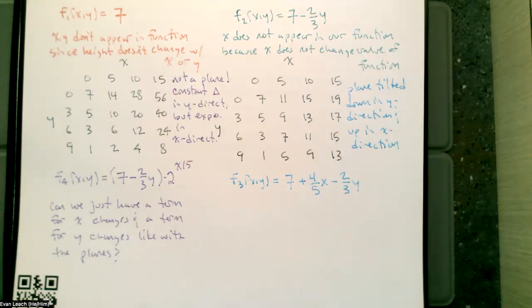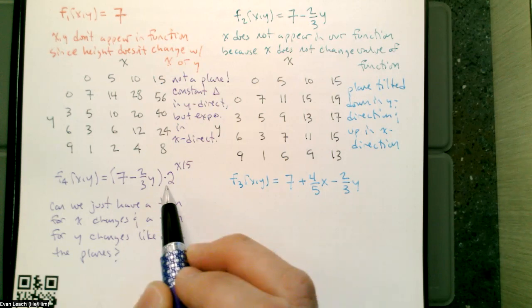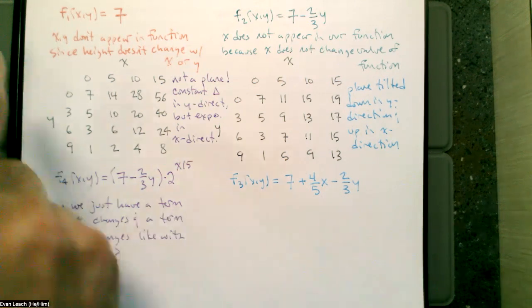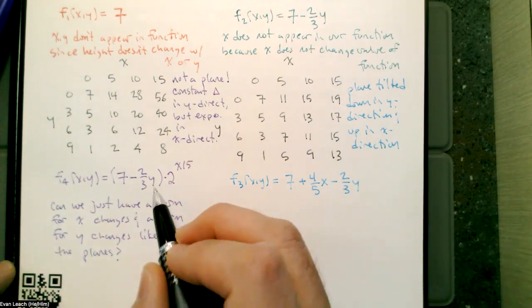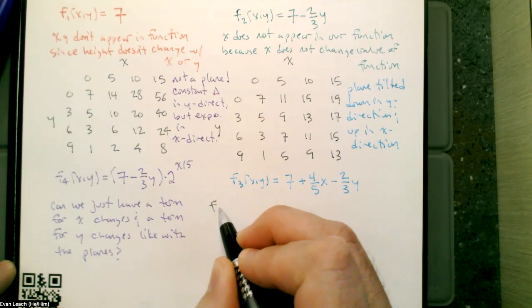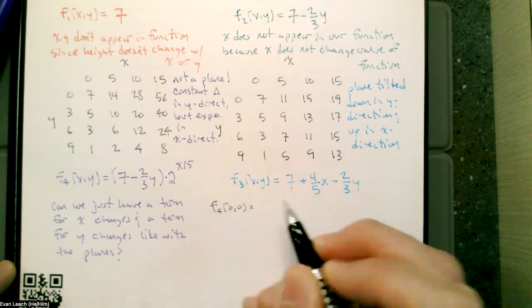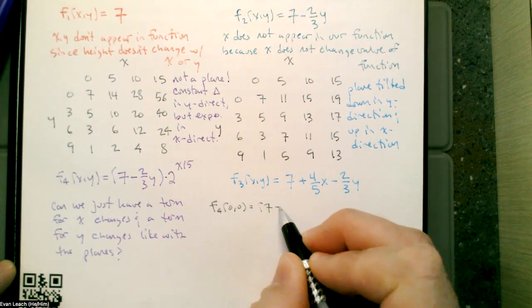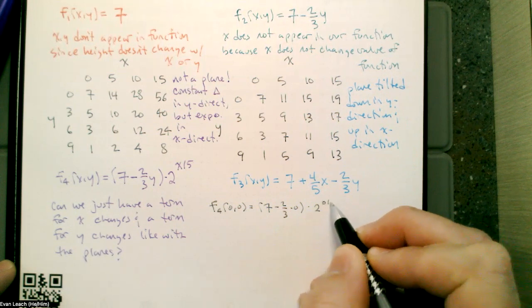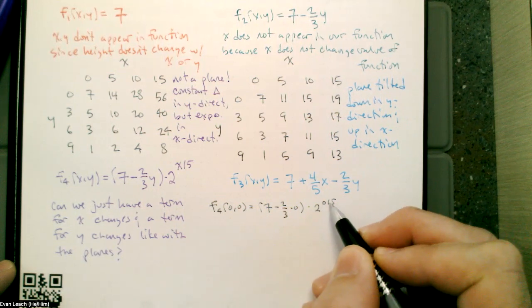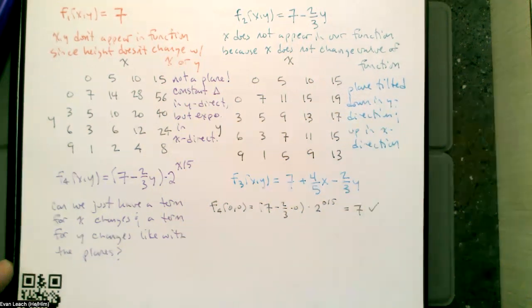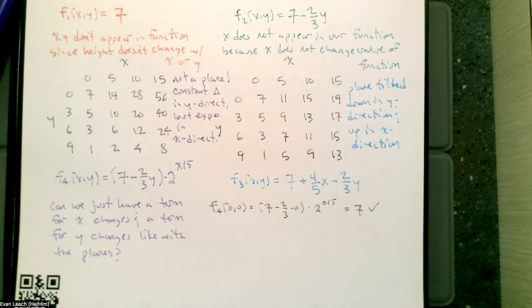Notice we had some big decisions to make, right? What do we multiply by the 2? Do we multiply first and then subtract? What's going on here? Let's find out. What happens at 0, 0? Let's see. F4 of 0, 0. I got 7 minus 2/3 times 0 times 2 to the 0 over 5. This is a 0. 2 to the 0 is 1 times 7. So it works for 1. So we're good, right?